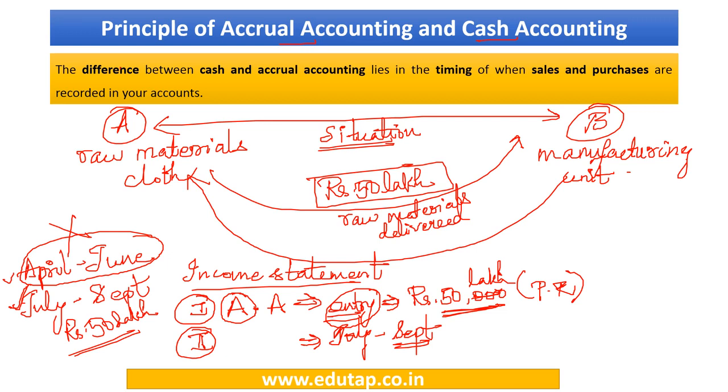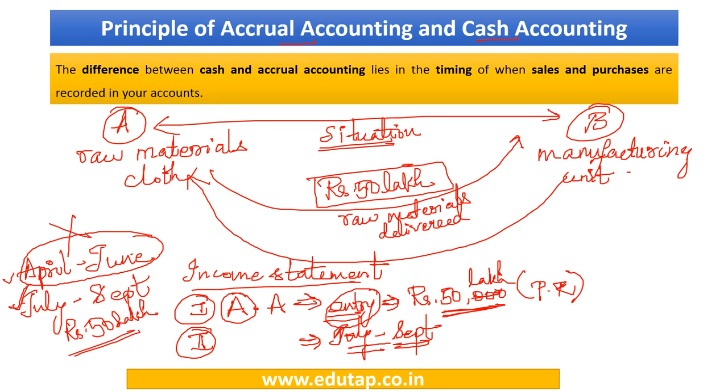What is happening in the first situation? In the first situation, it would immediately go and enter this rupees 50 lakh received entry in the April to June quarter, because the goods have left its premises. But if it is following the cash accounting method, it would not include it in this April to June quarter. Rather, it would wait till the payment is received, and the quarter in which they receive the payment, in our example the July to September quarter, is where they would make this entry.